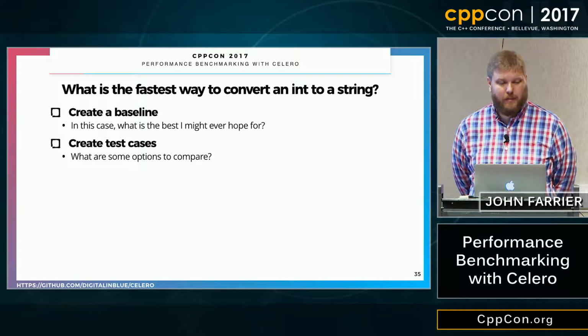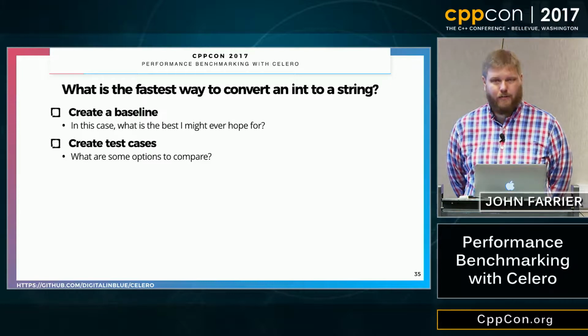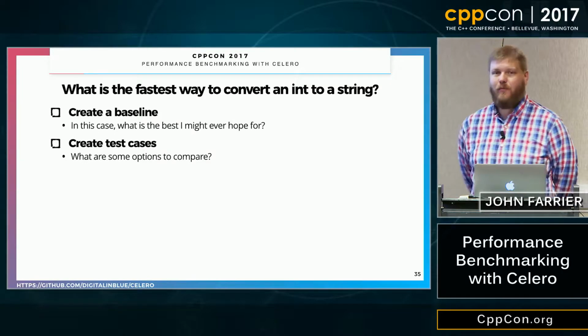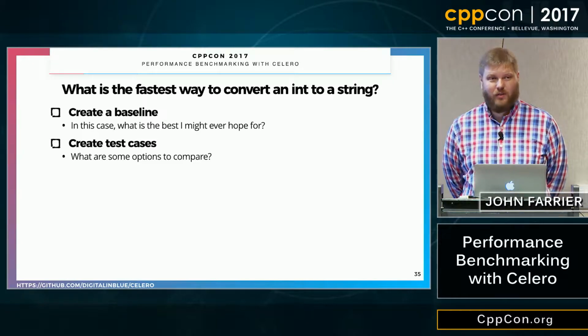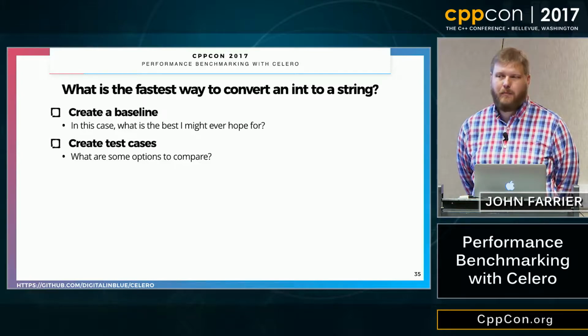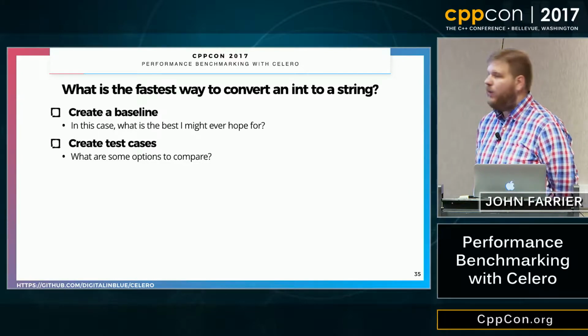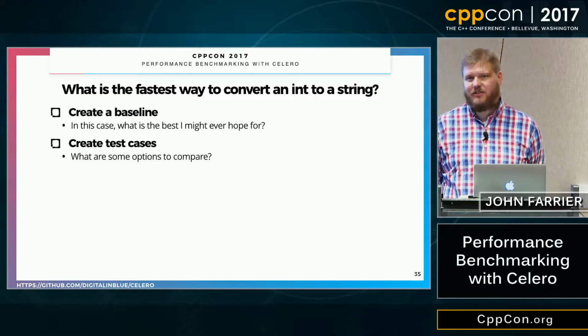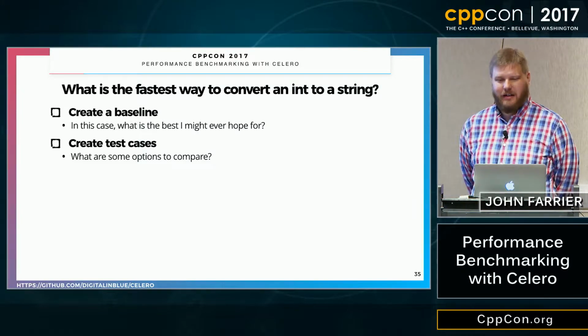We will create a baseline, which is, in this case, what I've chosen is what's the best we might ever hope for int to string conversion. What's the ideal for that? And then we'll create a bunch of test cases to compare. There's lots of different ways you can choose a baseline, but for this example, we're just going to try to make the fastest conversion theoretically possible.